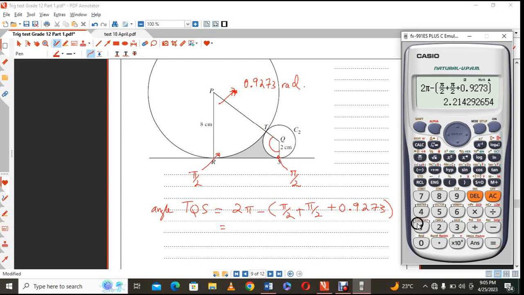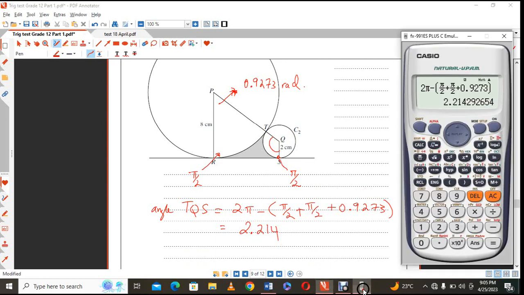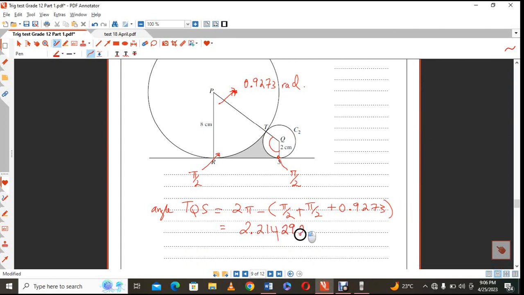Okay, so I get 2.214292654. So that is what that angle is, the one that I have marked here in red.